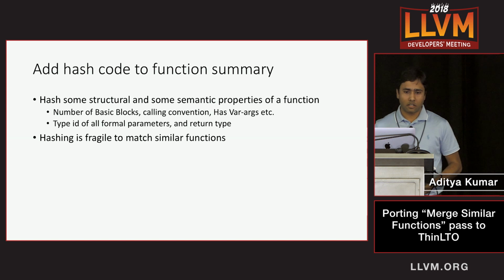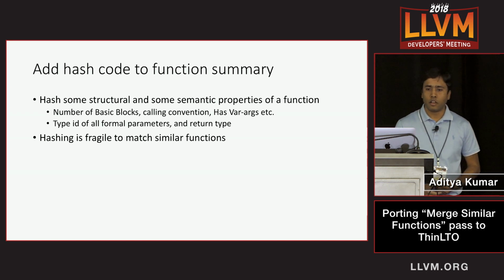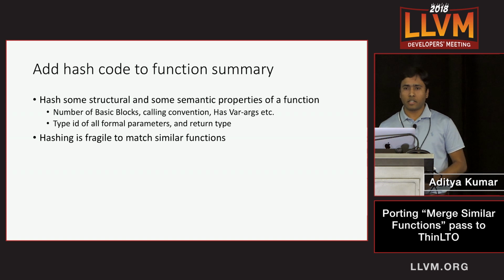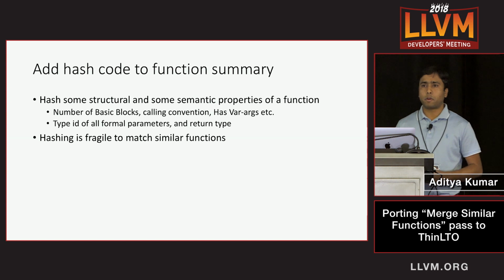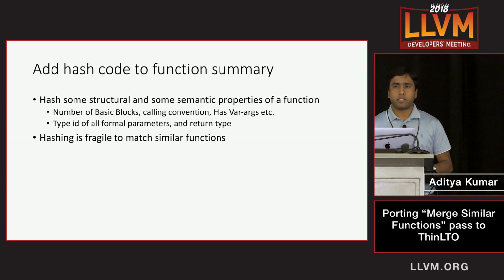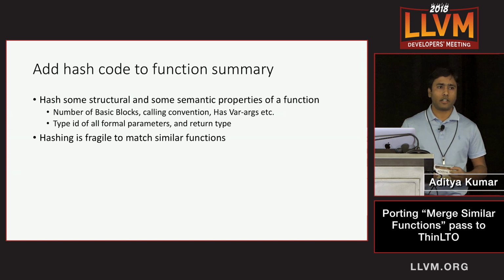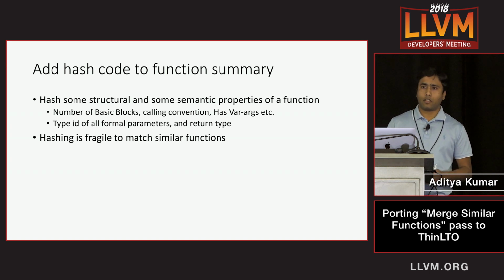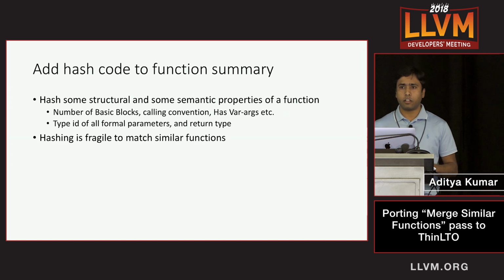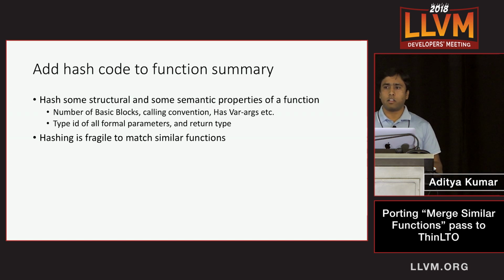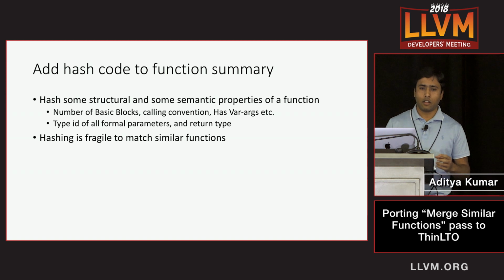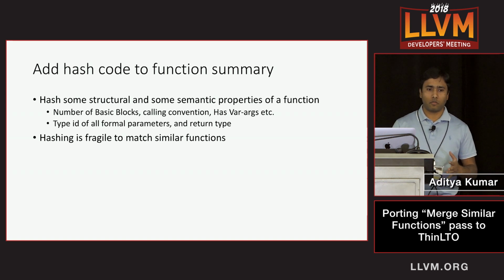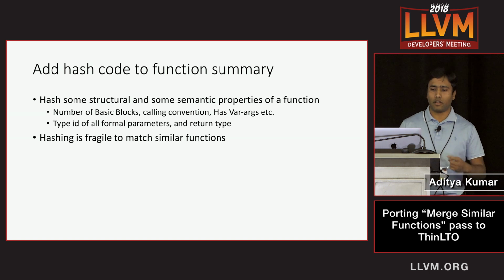So the first one is to add hash code to the function summary. What hashing means is to get some kind of measure of structural as well as some semantic properties, like number of basic blocks, or hashing the formal arguments of the function and the return type. Some of the semantic properties like calling convention, or if the function has var args, few things like that. The idea is to keep the hashing fragile. That way, we want to have a lot of matches, and then we can compare them instruction by instruction in the second step.